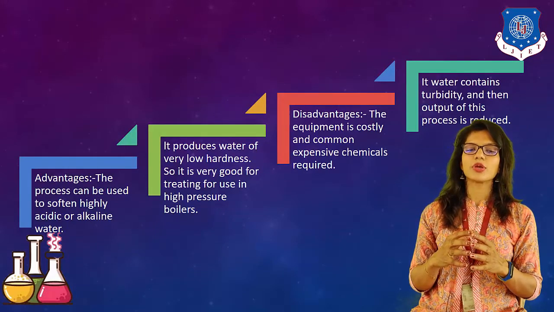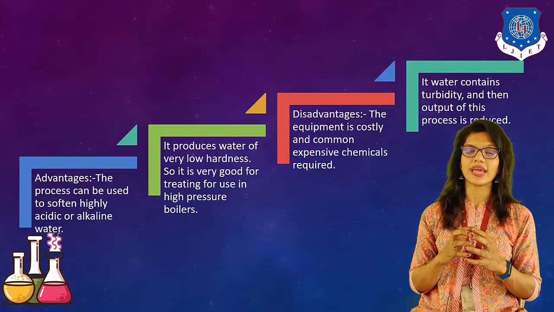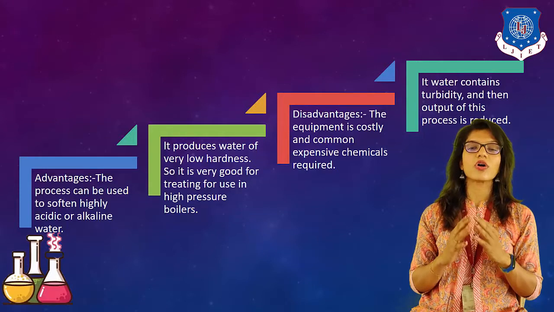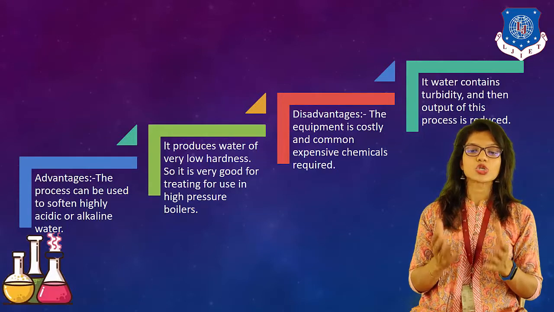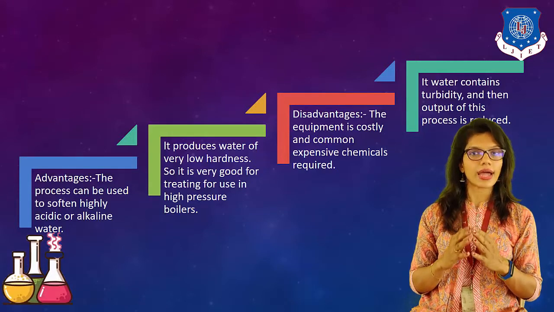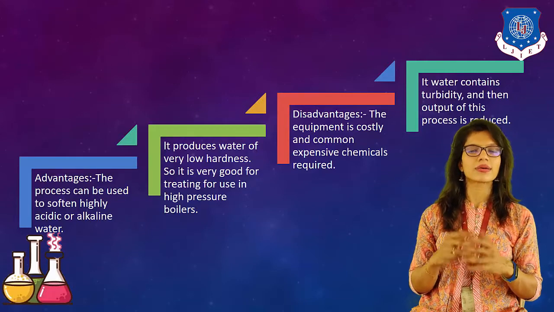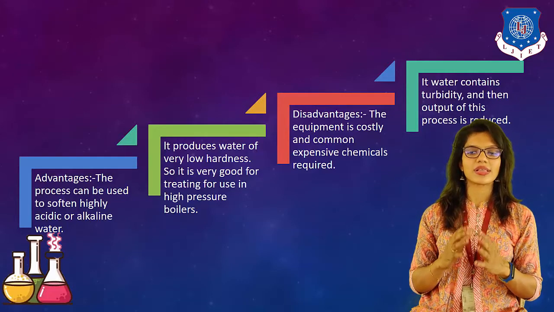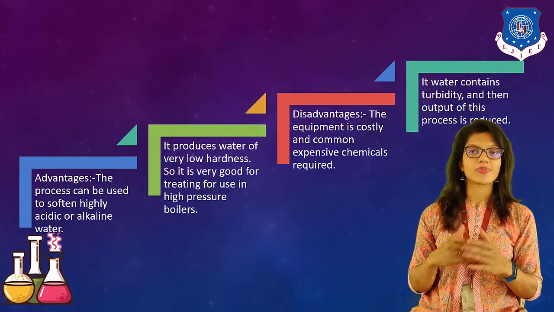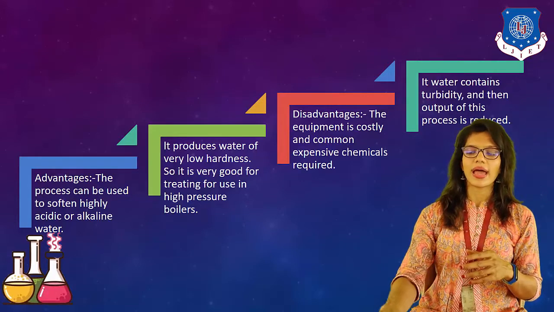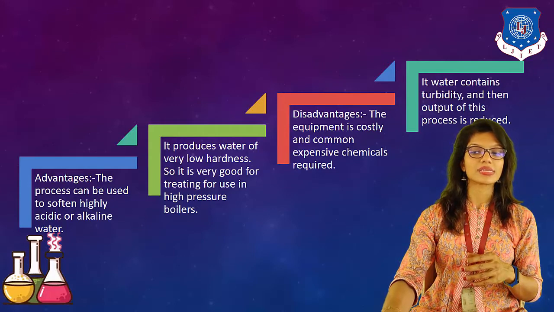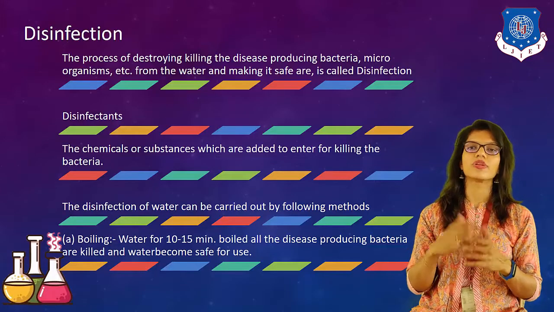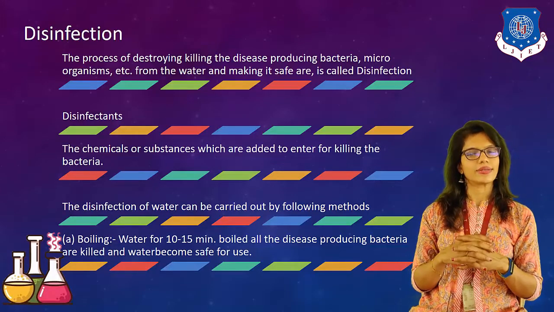This process can be used to soften highly acidic as well as alkaline water. It produces water of very low hardness, so it is very good for treating and use in high pressure boilers. Along with advantages, it has certain disadvantages: it is costly, expensive chemicals are required, and if the water contains turbidity, then the output will be reduced because of it.